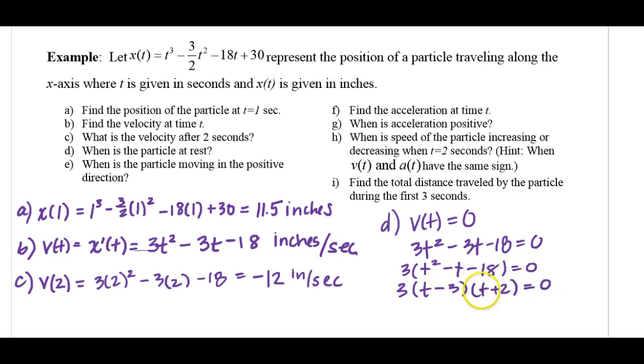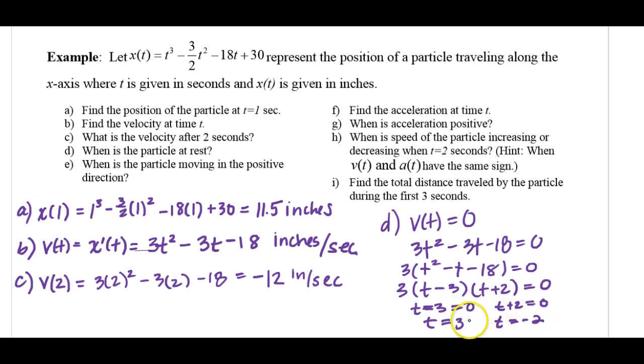So now I set each part with t's equal to 0. So sometimes students want to set 3 equal to 0, but that wouldn't make sense, right? Because 3 can never be 0. So I'm going to set t minus 3 equal to 0. So t equals 3. And then t plus 2 equal to 0. So t equals negative 2.